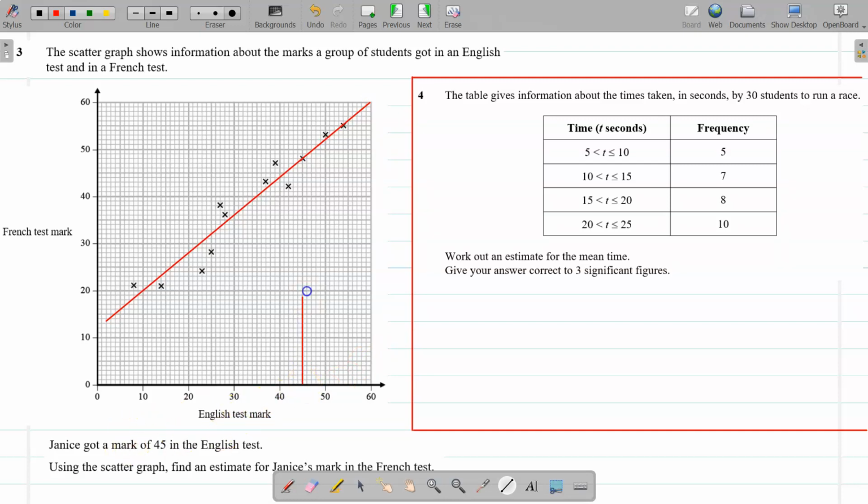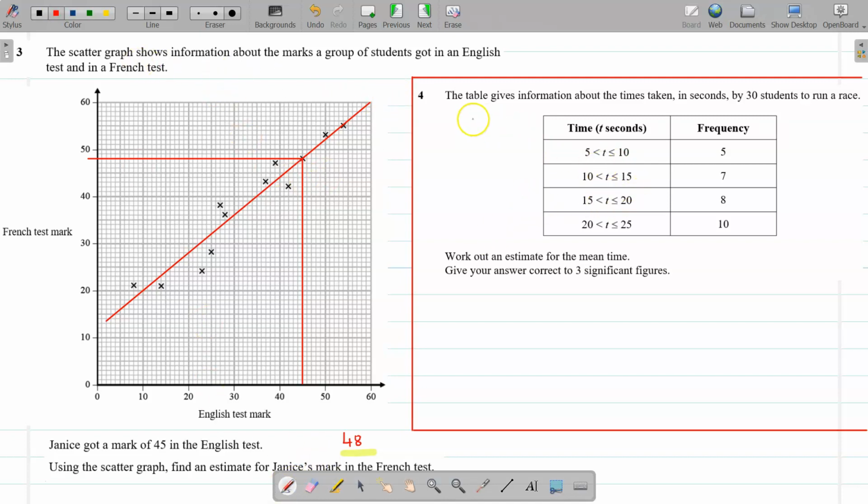Now she got 45 in the English test. Show how you get your answer. 45 in the English test. So according to my estimation then, she's got about 48 in the French test. So I just need to put 48, and it's supported by my diagram and my graph. Don't try and answer that without drawing that information on the graph.